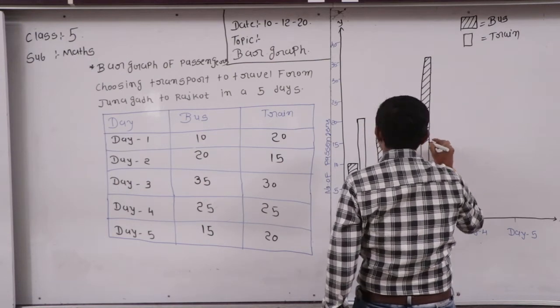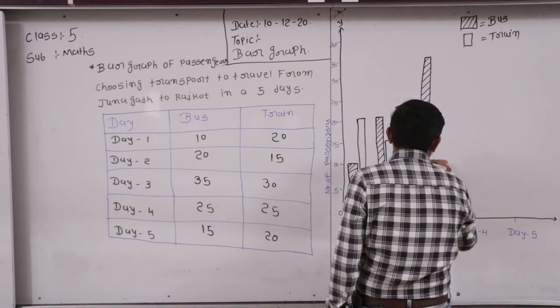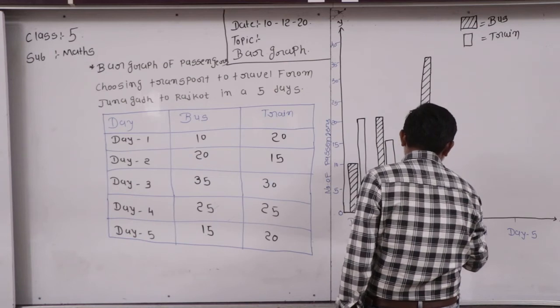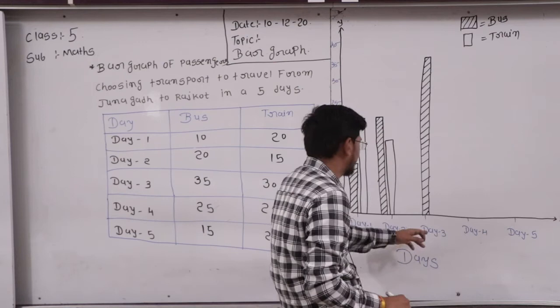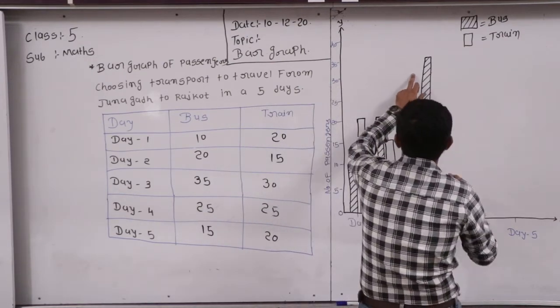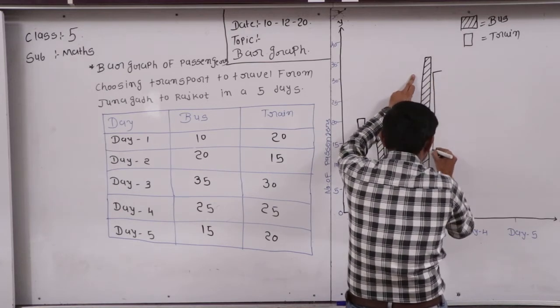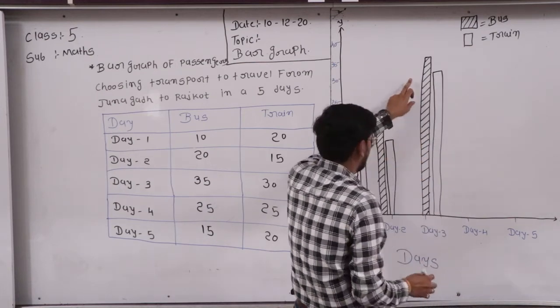And how many passengers choose a train on day 3? 30. So once again what do we do? First we find out day 3 on the x-axis and 30 on the y-axis, right? So day 3 is here and 30 is here on the y-axis. So we draw here the bar graph for a bus on day 3. Sorry, for a train. Right?